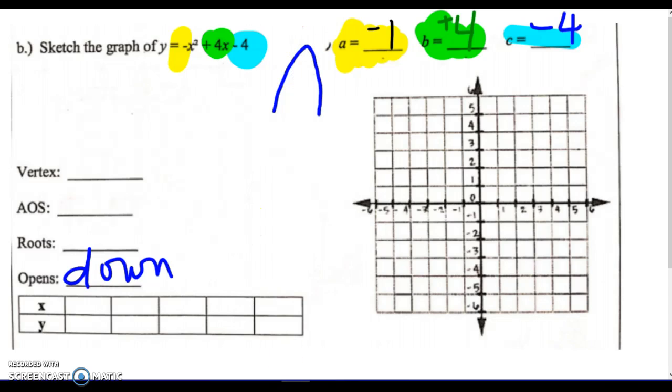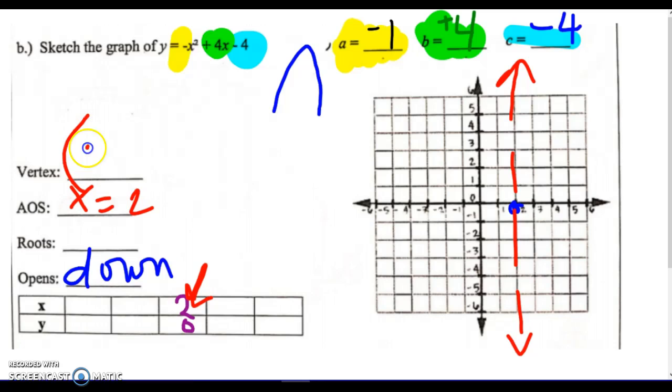So I'm going to go back. I'm always going to put the vertex right smack dab in the middle. So it was over 2, down 0. Okay, so I'm going to put my vertex in right there. Once I have my vertex, then I know what my axis of symmetry is, because that's kind of my folding line. So if my vertex is at 2, 0, then my axis of symmetry is at x equals 2. It's always whatever the x-coordinate is of your vertex.